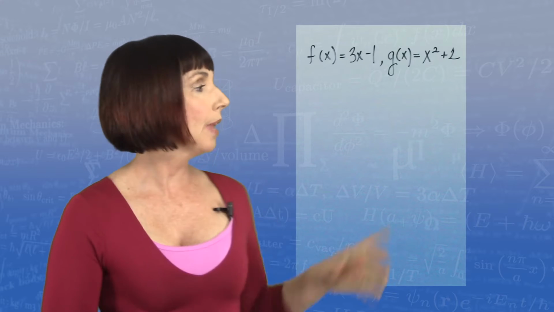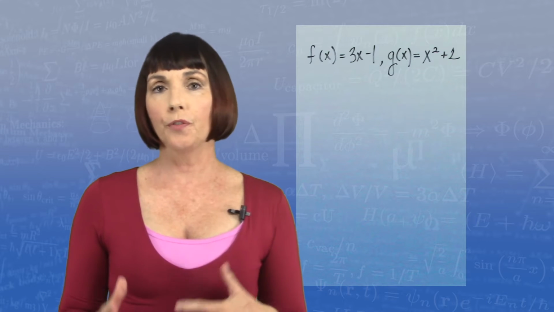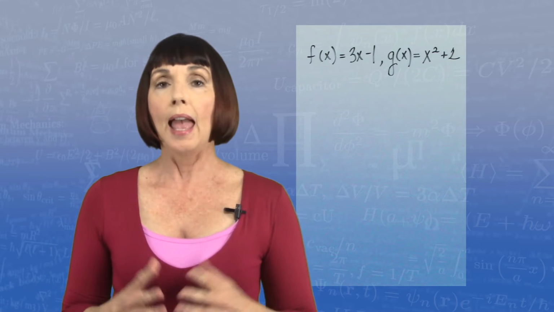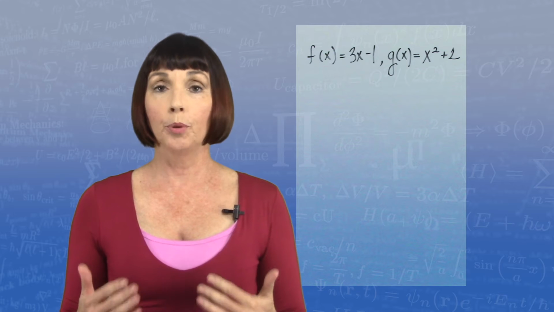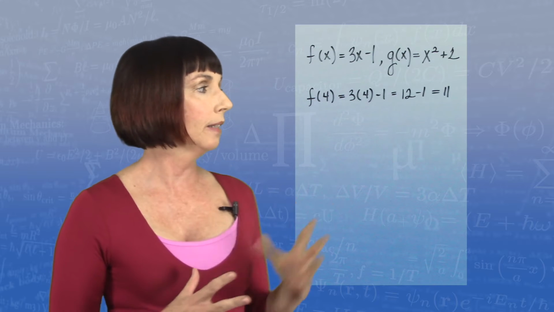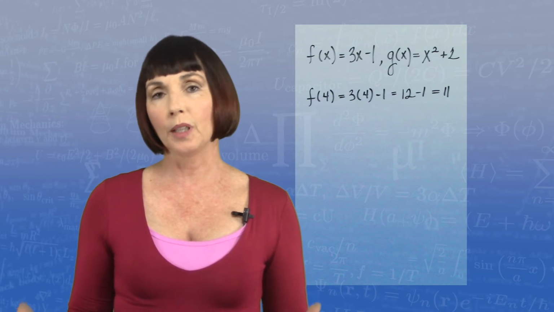Okay, let's look at an example. I have two functions here. f of x is equal to 3x minus 1, and g of x is equal to x squared plus 2. Now, if I wanted to find f at a particular value, let's say at 4, f of 4 would be found by putting in 4 wherever I see an x in my function. So that would be 3 times 4 minus 1. 3 times 4 is 12. 12 minus 1 is 11. So f of 4 is equal to 11.